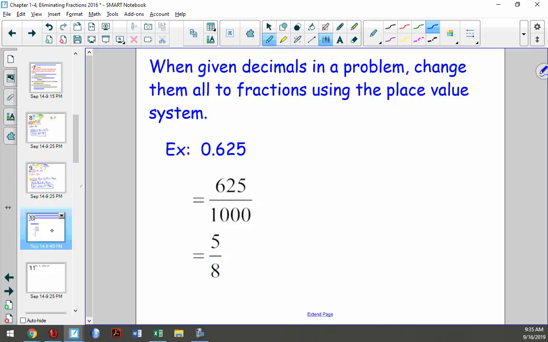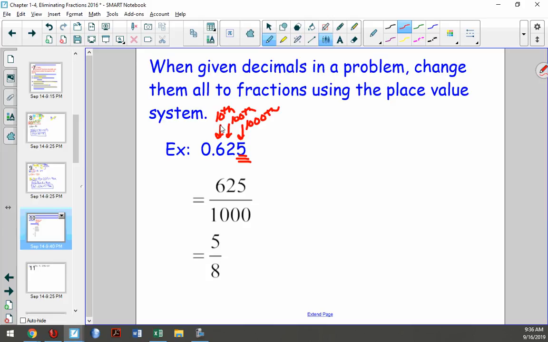Now, when you're given decimals, there's two ways you can do this. You can take every decimal and change it into a fraction. The way you do that is by looking at the place value. This first place value right here is what we call the tenths place. This is the hundredths, and then this is the thousandths. So if I take the last place that I see, which is the digit 5, and I look at the place value that the digit 5 is in, that is the thousandths place. So I could have 625 divided by 1,000, and if I reduce that, that gives me 5/8.